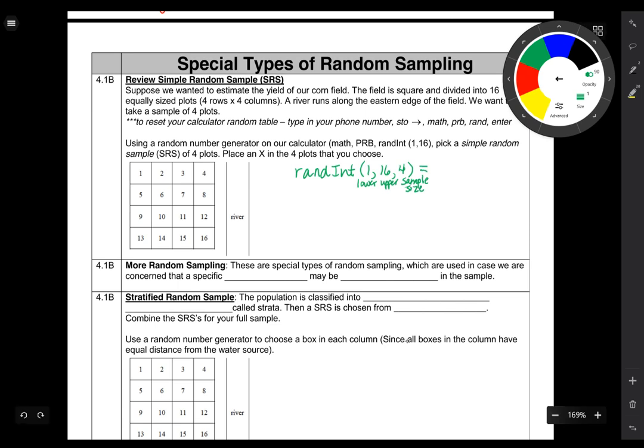Okay, and then I did it ahead of time, and this is what I got as my 4 numbers: 3, 6, 1, and 15. Right. And that is a basic simple random sample where each plot had an equal chance of being picked.